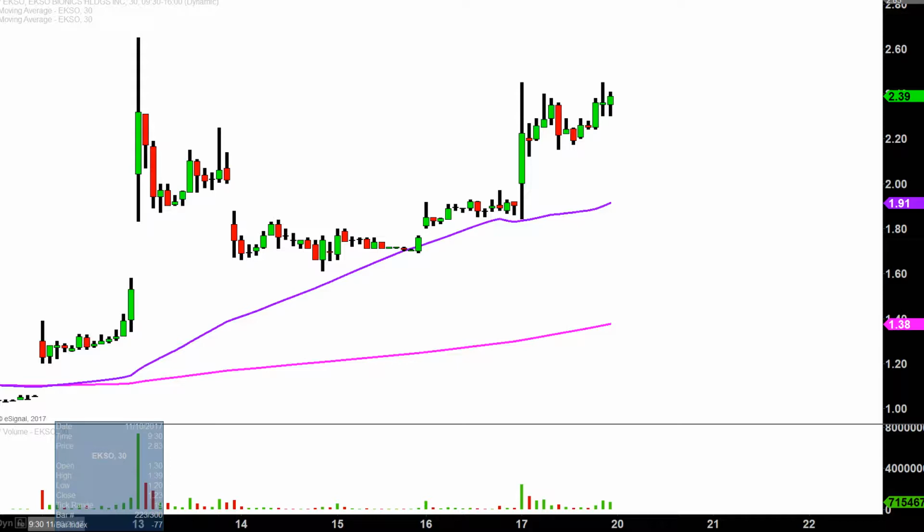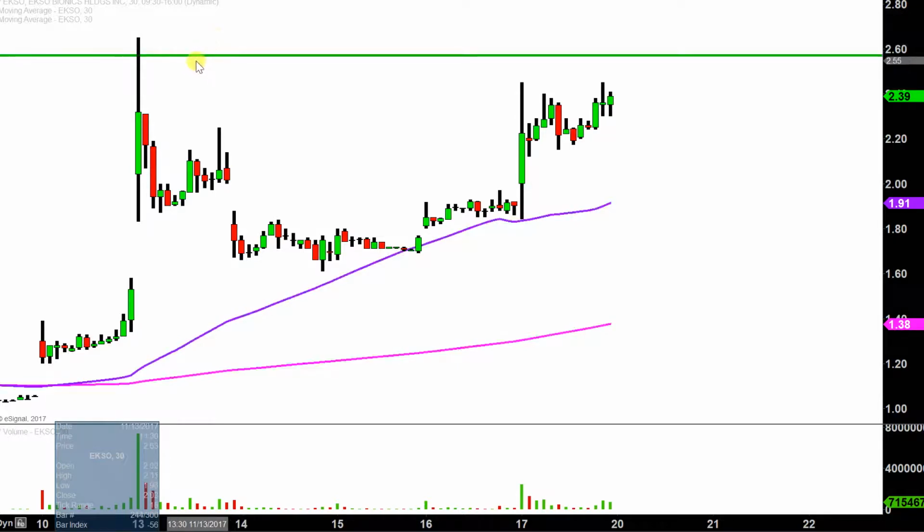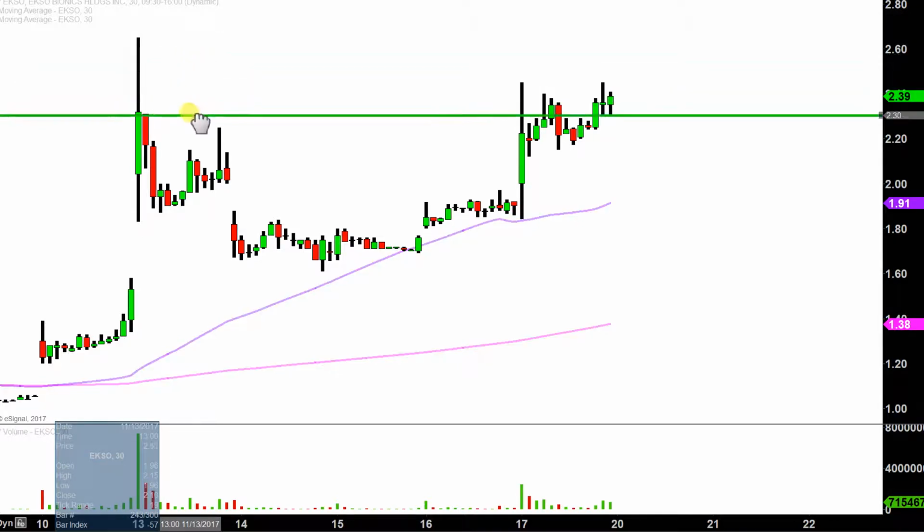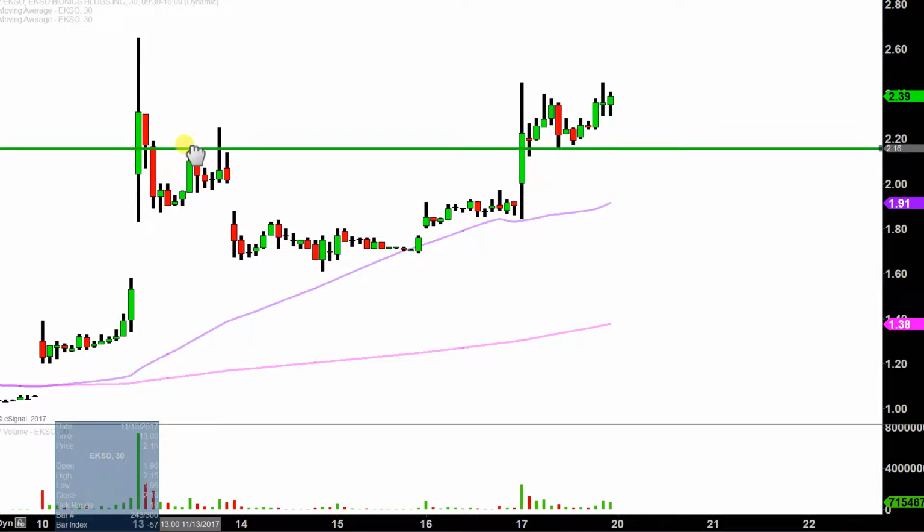And the first update I want to do is just add in some supports. So one of the newest areas of support going forward is what I would call the ideal level of support. When you say, hey, Clay, what would make this chart look the absolute strongest going forward? That would be if the price can continue to hold above 2.15.